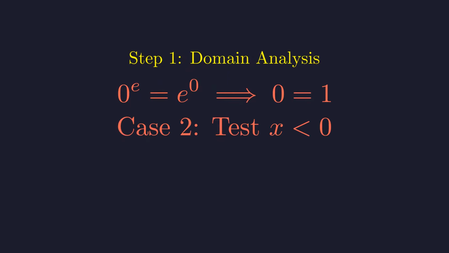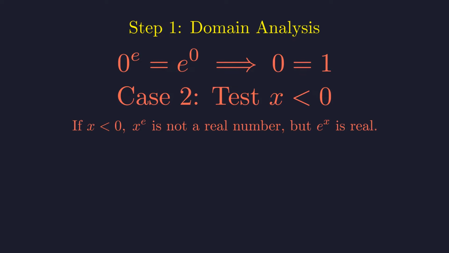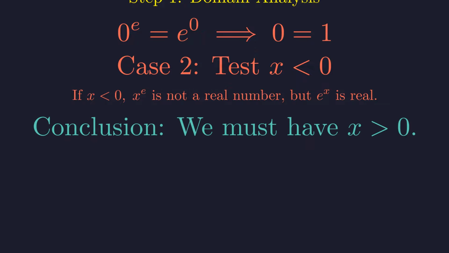What about negative values? Here things get a bit more subtle. If x is negative, then e to the x is still perfectly well-defined and positive, but x to the power of e becomes problematic. We're trying to raise a negative number to an irrational power, which isn't a real number. Since one side is real and the other isn't, there's no way they can be equal. So we can restrict our attention to positive values of x. This makes sense because both sides of our equation will be positive real numbers.